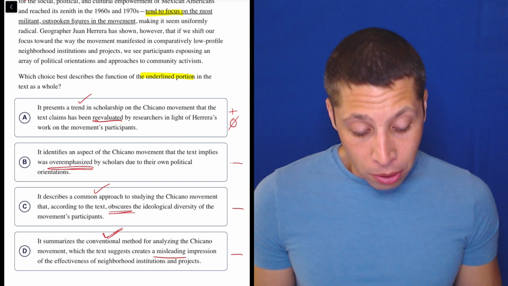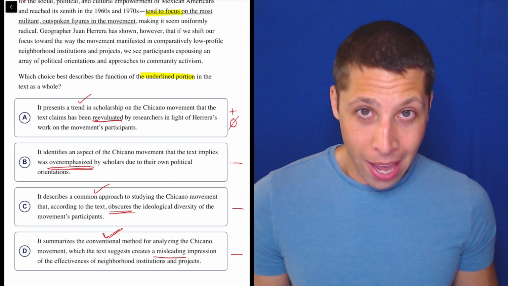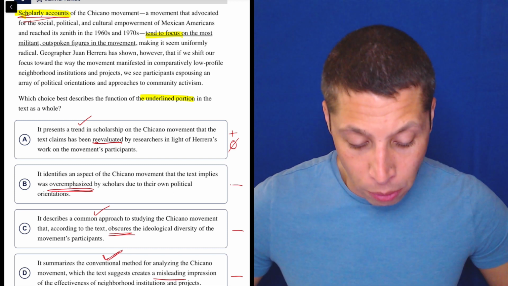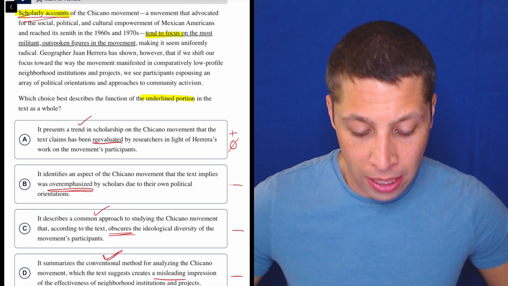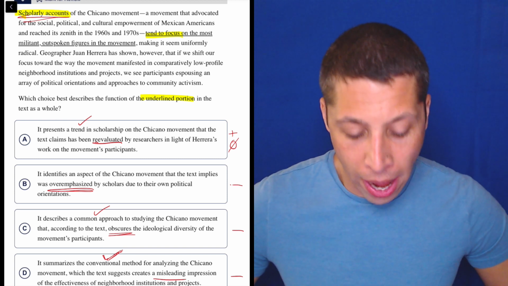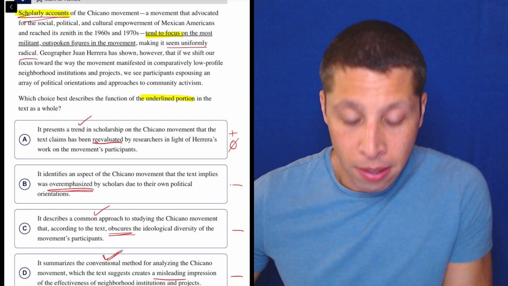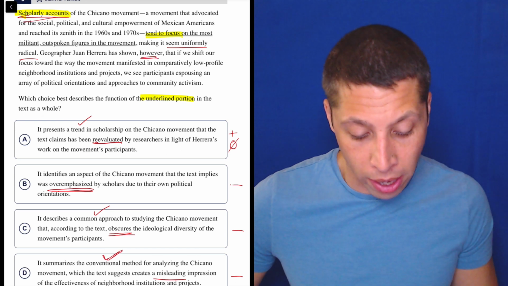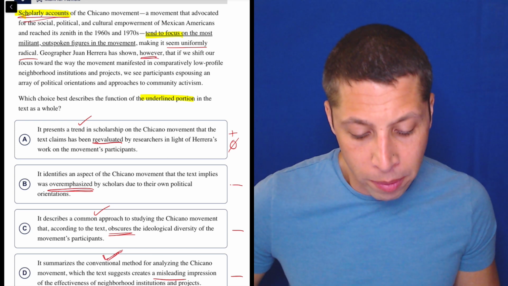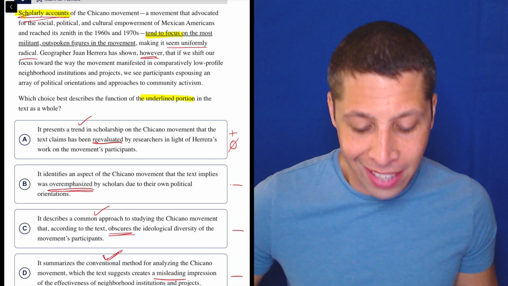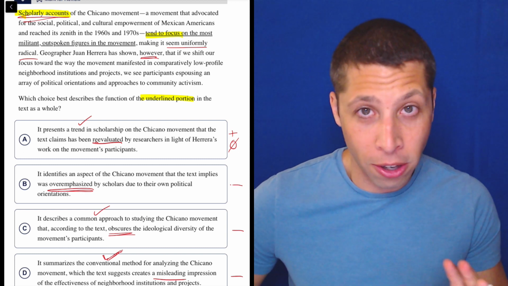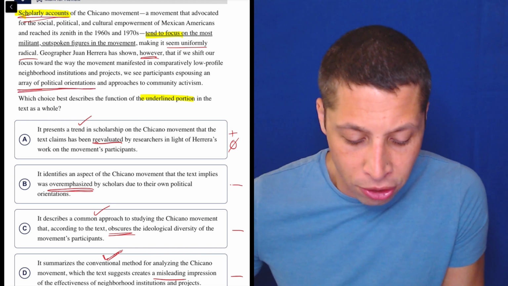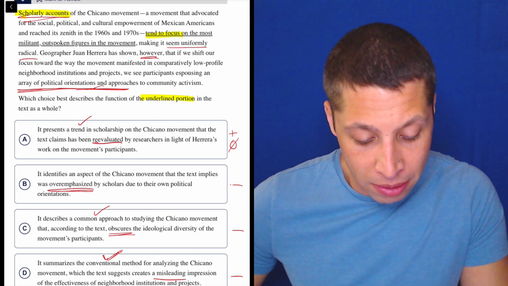Right, so now let's go back. We might be able to either eliminate B, C, and D, or pick A, or eliminate A, depending on the connotation here. So scholarly accounts tend to focus on the most militant, outspoken figures in the movement, making it seem uniformly radical. Okay, it seems radical, but maybe it's not. Geographer Juan Herrera has shown, however, so we get a little bit of a contrast, that if we shift our focus toward the way the movement manifested in comparatively low-profile neighborhood institutions and projects, that's hard to understand, we see participants espousing an array of political orientations and approaches. Okay, right? So, in fact, let me even highlight here, right?